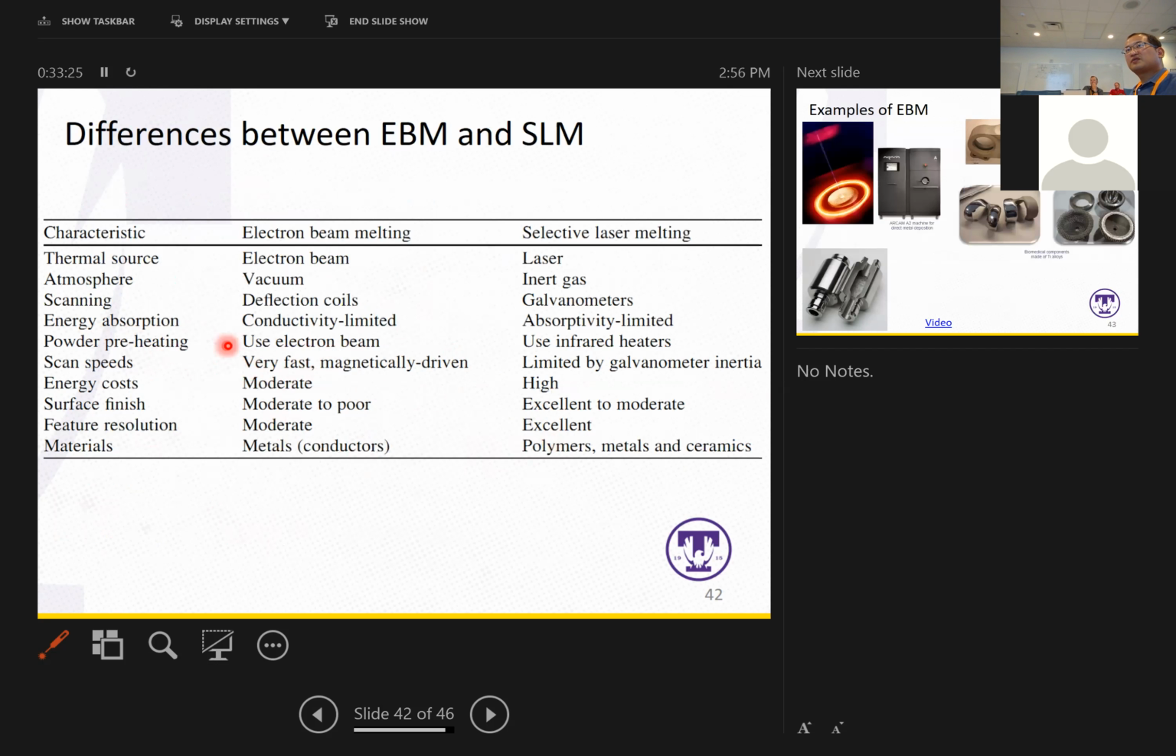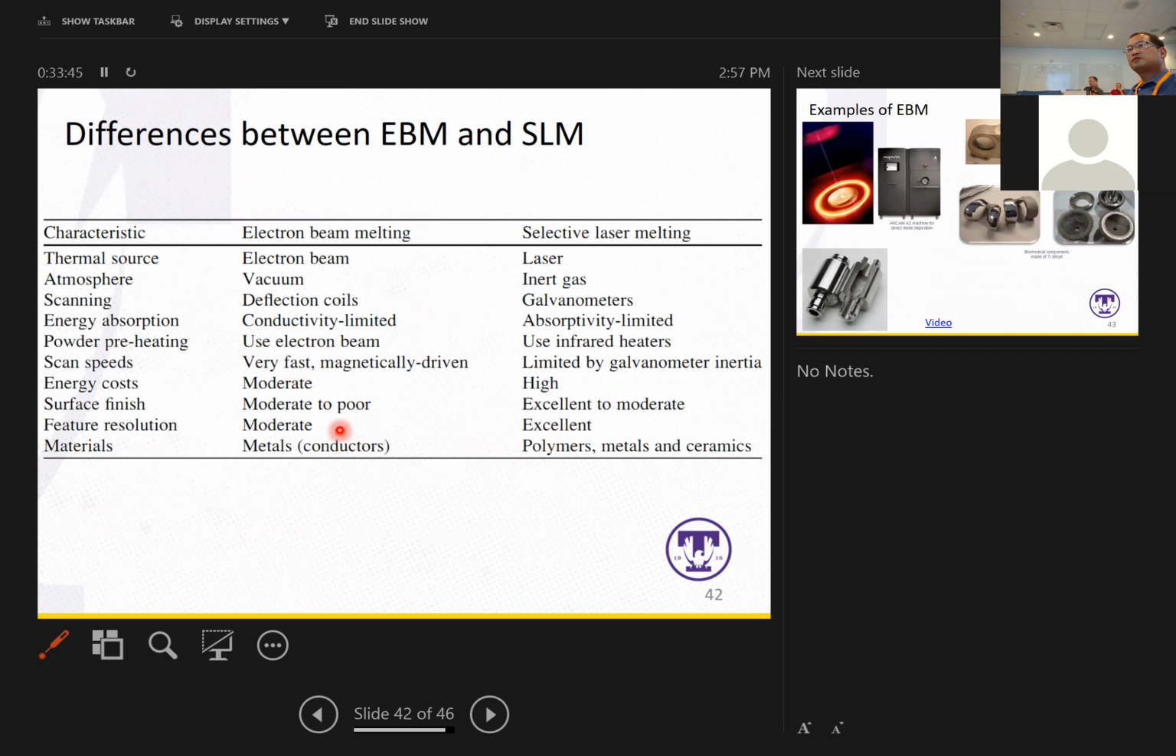Well, it's good though too because you get less of a delta T when you're building your parts. So you get less thermal warping and thermal stress. It keeps everything warm, closer to the melting point. Yeah, I understand.